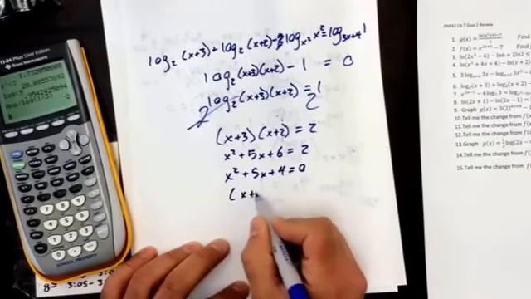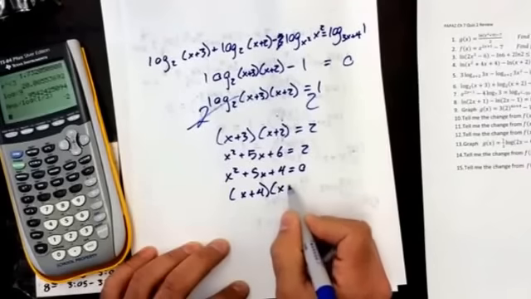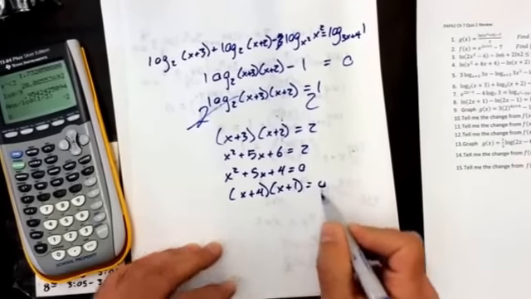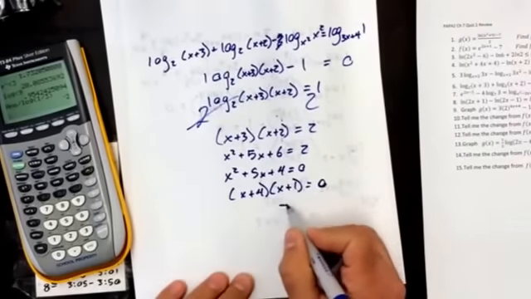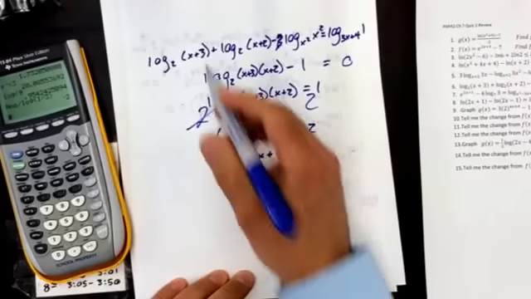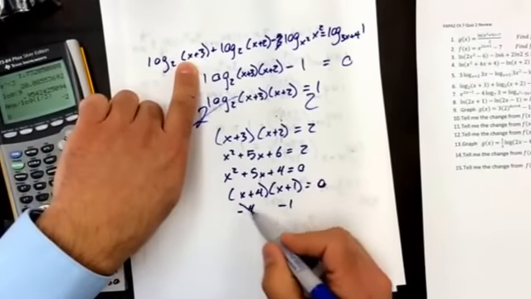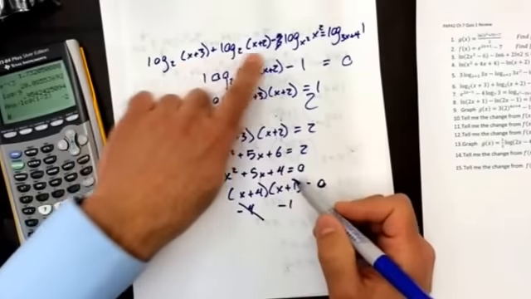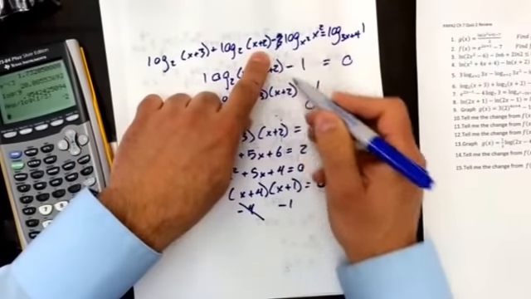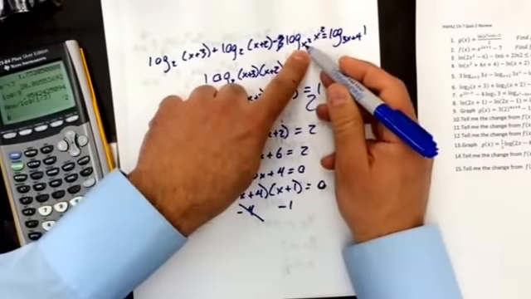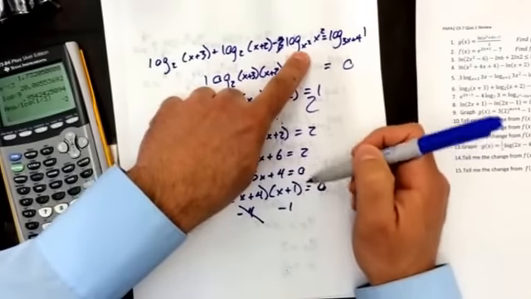I'm going to factor this. You could use the quadratic formula, but it's going to be easier for me to factor it. So my solution here would be -1 and -4. I have to try them back in my original. -4 gives me a negative value here, so it can't be that. -1 is okay here and here.